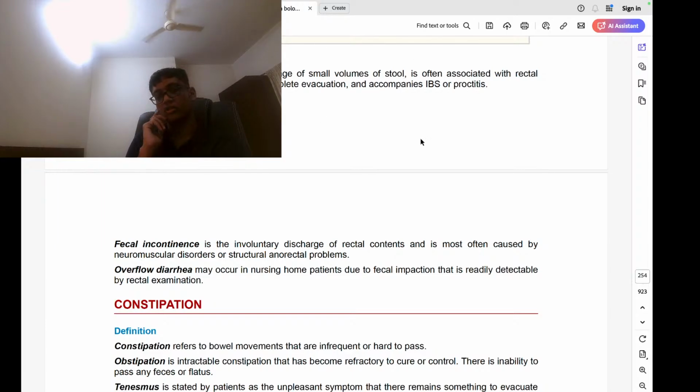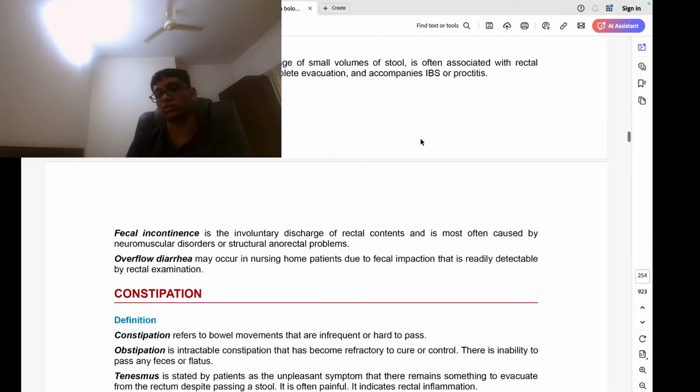Fecal incontinence is involuntary discharge of rectal contents and is most often caused by neuromuscular disorders or structural anorectal problems. Overflow diarrhea may occur in nursing homes due to fecal impaction that is readily detectable by rectal examination.